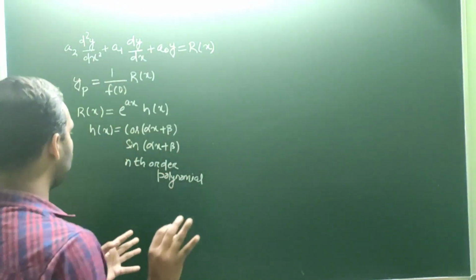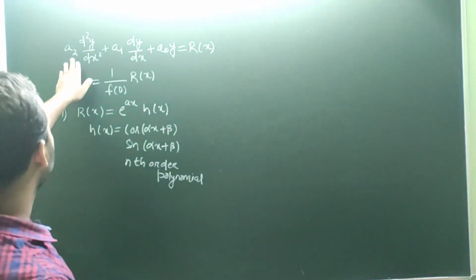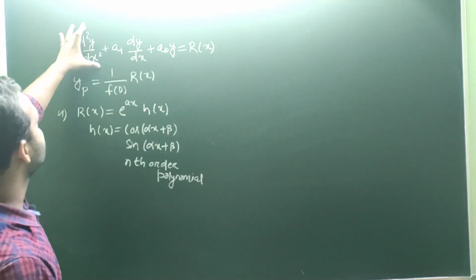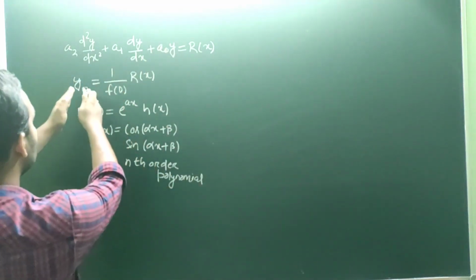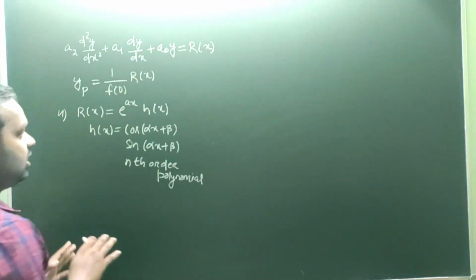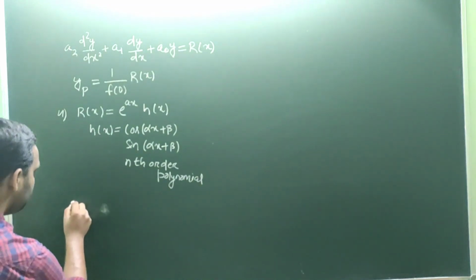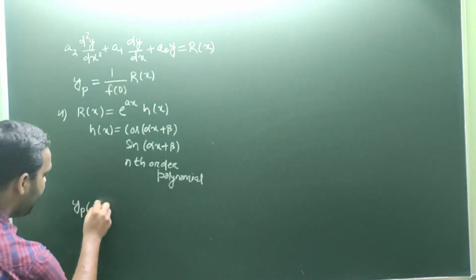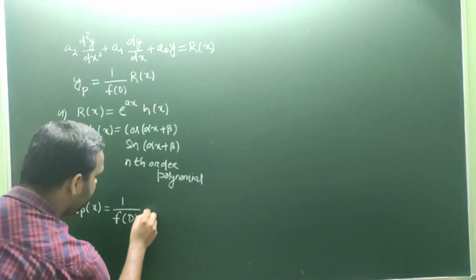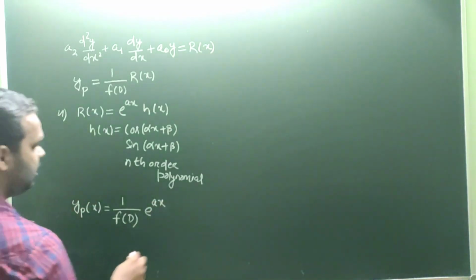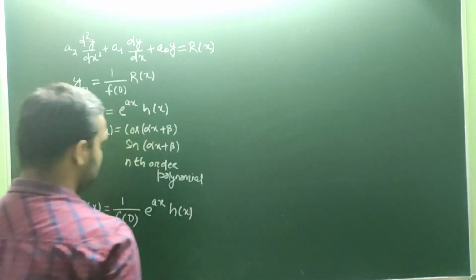So how to proceed in this problem? Let me tell you. Here the same form you will get. You have to write down a2 D square plus a1 D plus a naught into y is equal to r of x, and yp is equal to 1 by f of D r of x. The same form will be there, and here you will write yp of x is equal to 1 by f of capital D, e to the power ax, and here h of x, anything can be written.